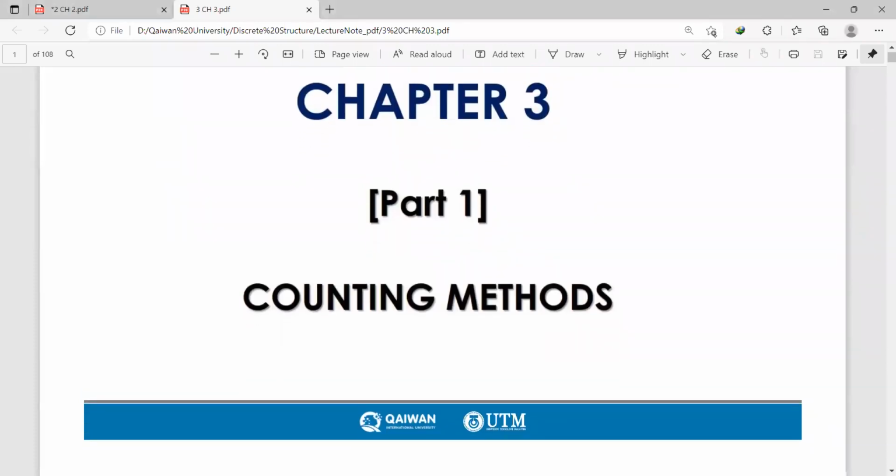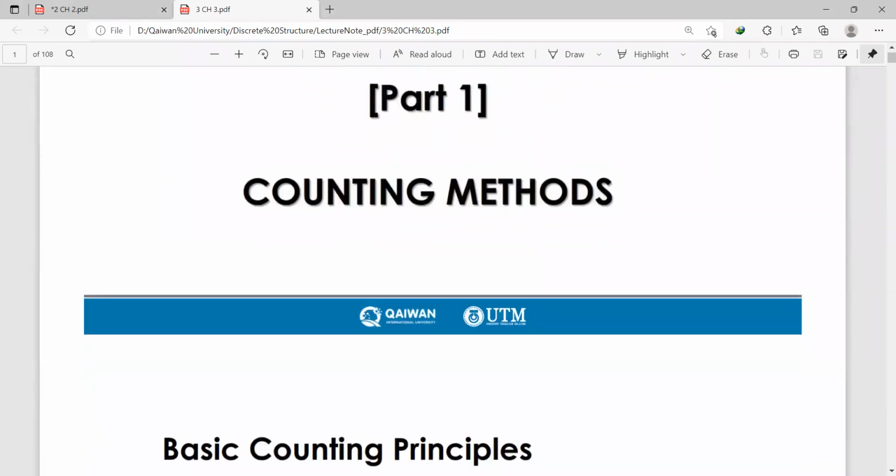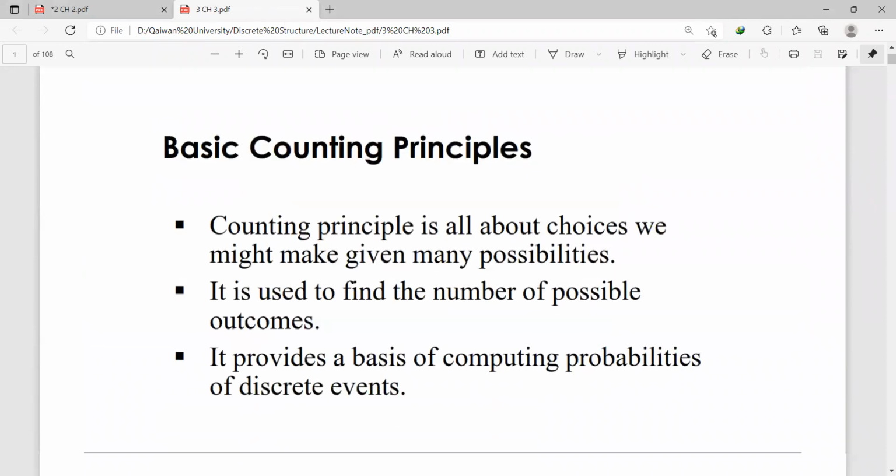We now have chapter 3. Chapter 3 is about counting methods and probability. In this chapter, we have three parts, which are counting methods, combinations and permutations, and also probability. First, we have counting methods.